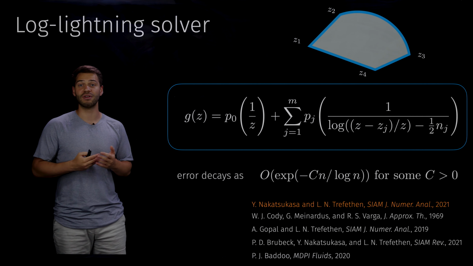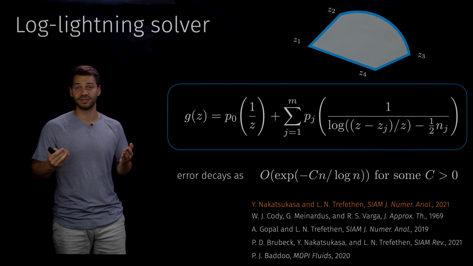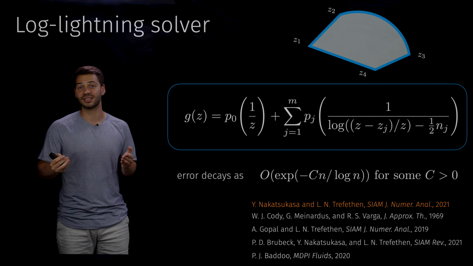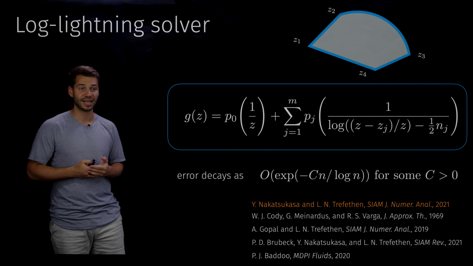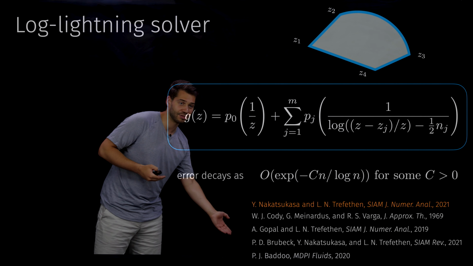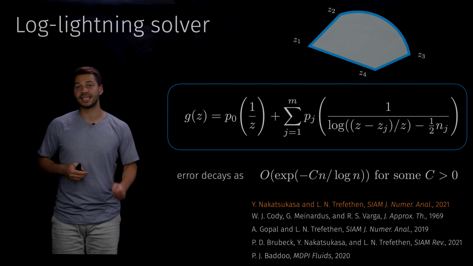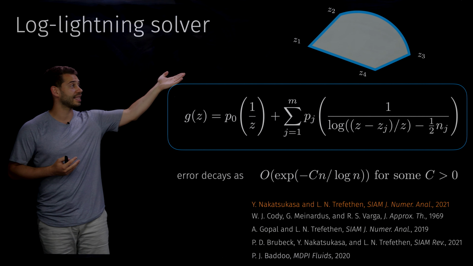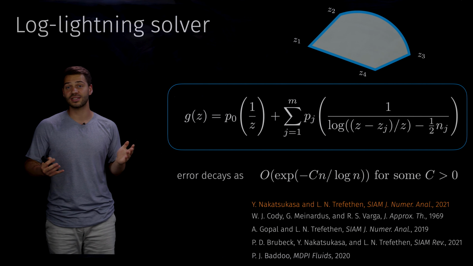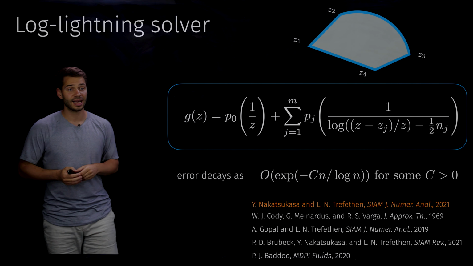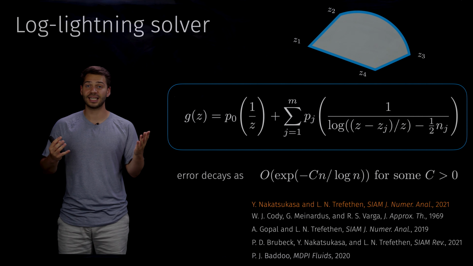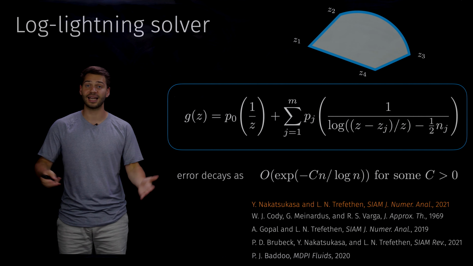This solver originated from a series of works which introduced the idea of a lightning solver. That is a method that uses rational approximations to solve Laplace's equation. It was introduced by Abinand Gopal and Nick Trefethen in this paper. And it's very effective for tackling domains like this, where there are corners on the boundary. That is, the boundary is not analytic. This log-lightning method is a spiritual successor to that lightning solver.